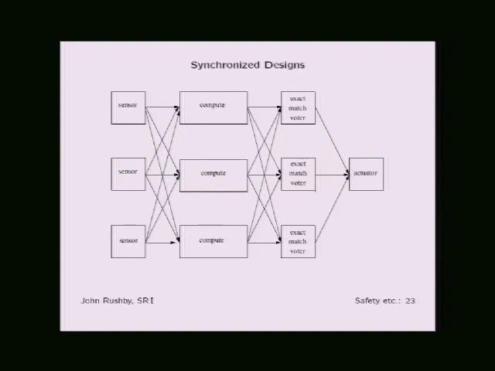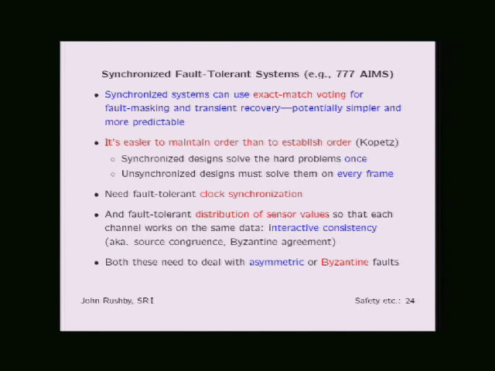A synchronized design would mean you do have multiple computers, and they sample the same sensors at the same time instant, right? And then you duplicate the voting as well. In this case you would expect the output values to match more often than they did in the previous case, because you're sampling the same sensor values at the same time instant. Okay, so there are systems that use synchronized fault tolerance, like in the 777, and so it's definitely better.